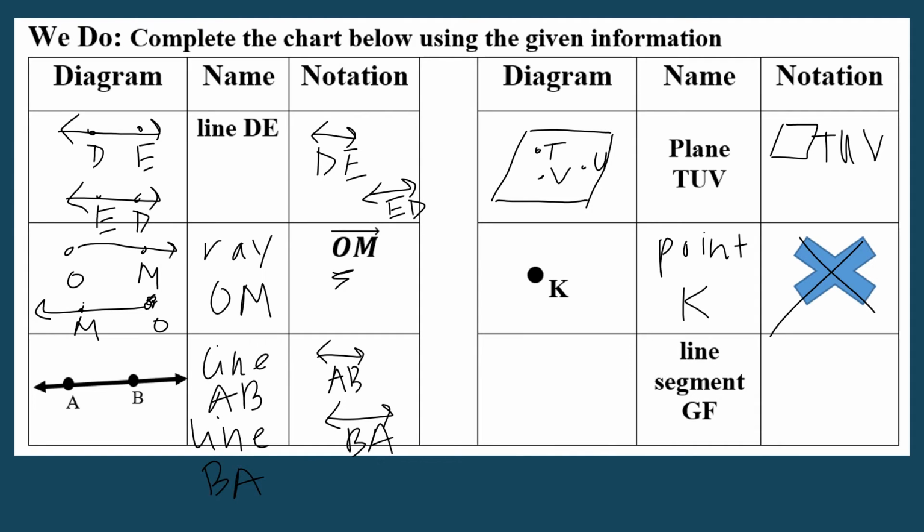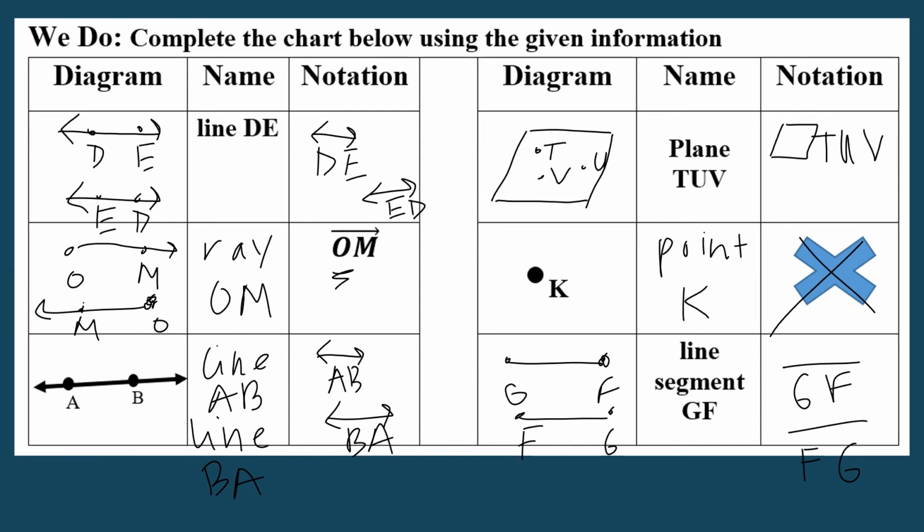For the last one, your name is line segment GF. So, like I said before, for these ones, it doesn't really matter what order you put it in. It matters only for the rays. So you can either do GF or you can do FG. And then your notation is just the little line. You can either do GF or you can do FG. And these need to have the endpoints there.